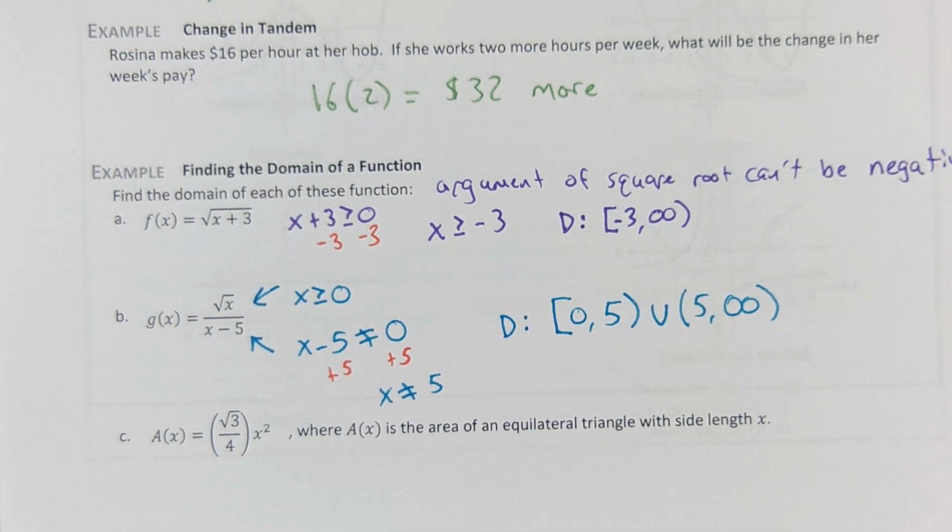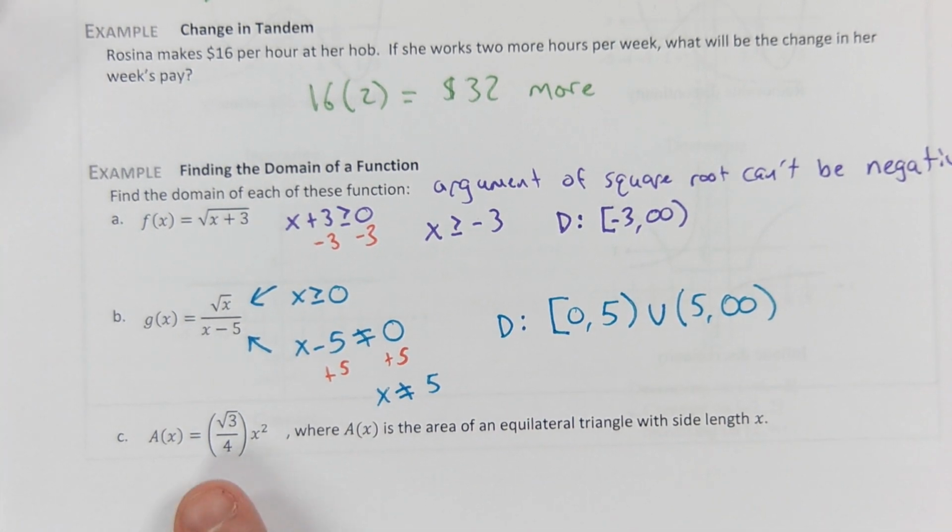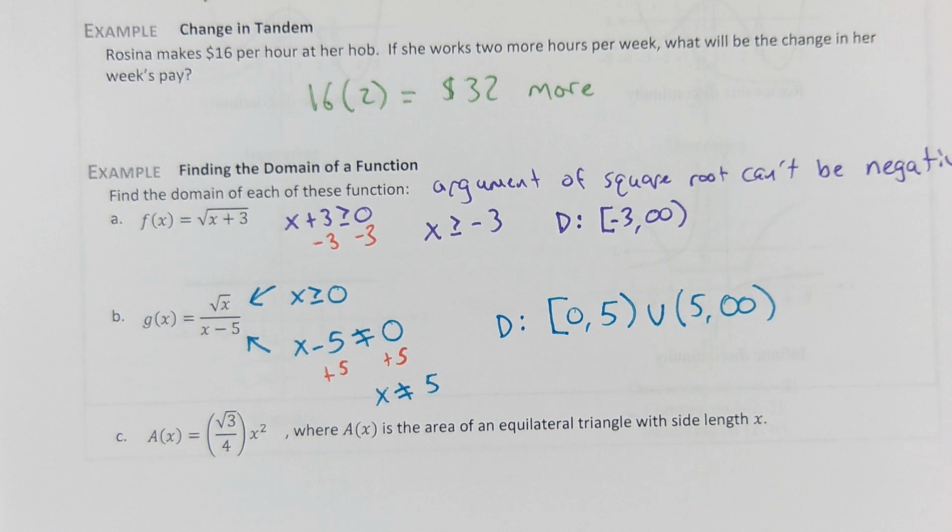Okay. This last one has an x squared in it. Good news. You can square anything. There's not a single number in the known universe that you can't square. But the domain of this is not all real numbers, because it's a real world problem. It says that A of x is the area of an equilateral triangle that has side lengths of x. So imagine you got a triangle. You can see that all of its lengths have x on them. Because it's a real question, there is a single restriction about that x.